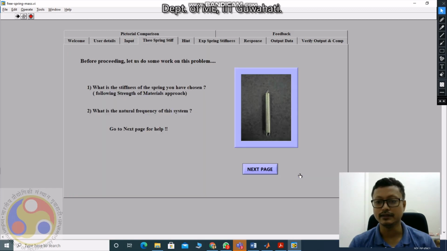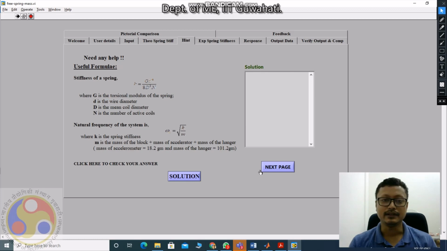Now I will go to the next page. Here it asks: what is the stiffness of the spring you have chosen, following the strength of materials approach, and what is the natural frequency? Then we go to the next page for that detail.